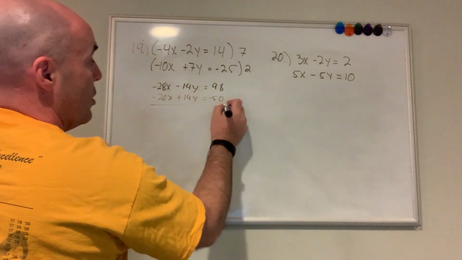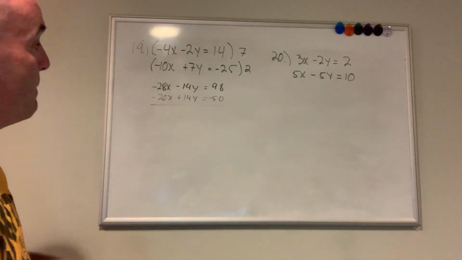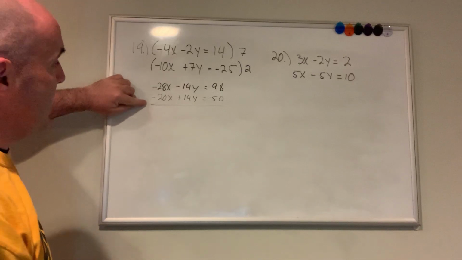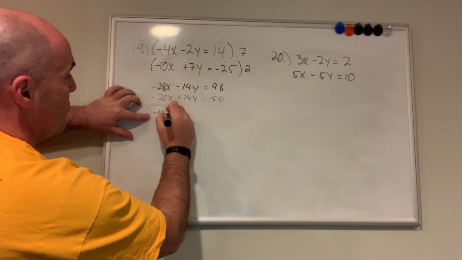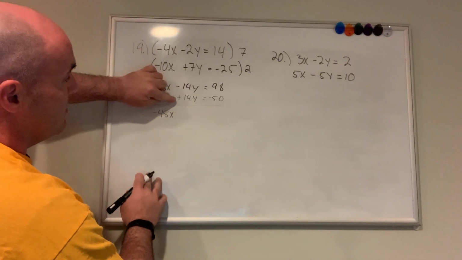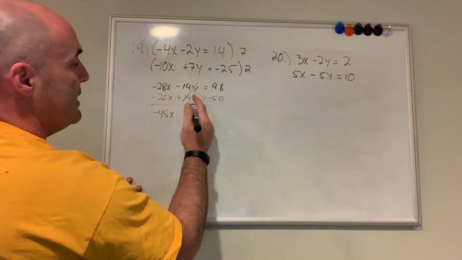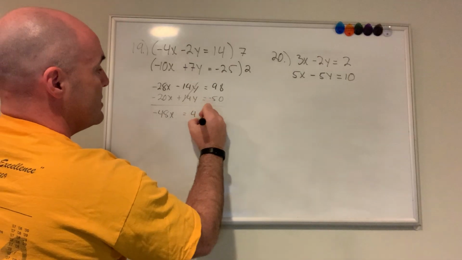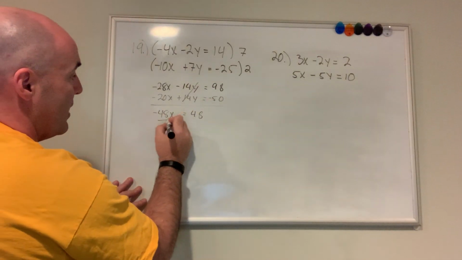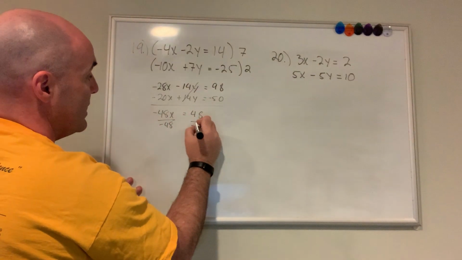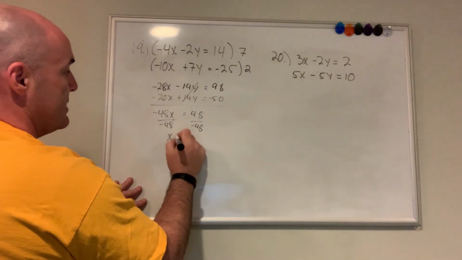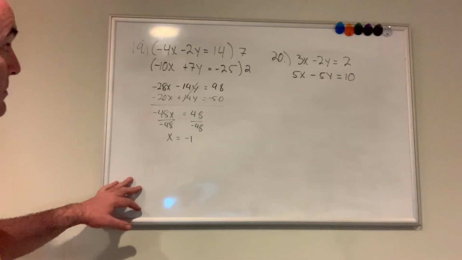Now we're set to eliminate. Negative 28 and negative 20 is negative 48x. Anything plus its opposite is 0, so we've eliminated the y. 98 minus 50 is positive 48. We'll divide both sides by negative 48, and x is going to be negative 1.